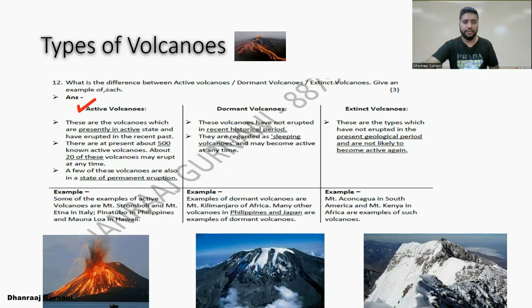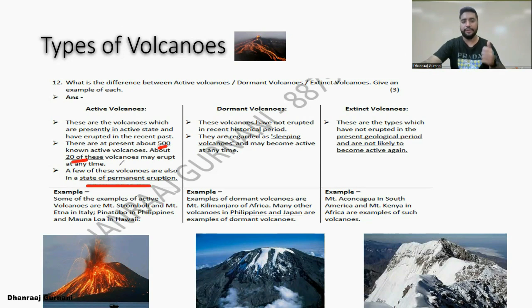Let's see active volcanoes. What is the meaning? The name itself says these volcanoes are active in nature and can erupt anytime. These are volcanoes which are presently in an active state and have erupted in the recent past. There are at present 500 known active volcanoes, of which about 20 can erupt at any given point of time. A few of these volcanoes are also known to be in a state of permanent eruption.